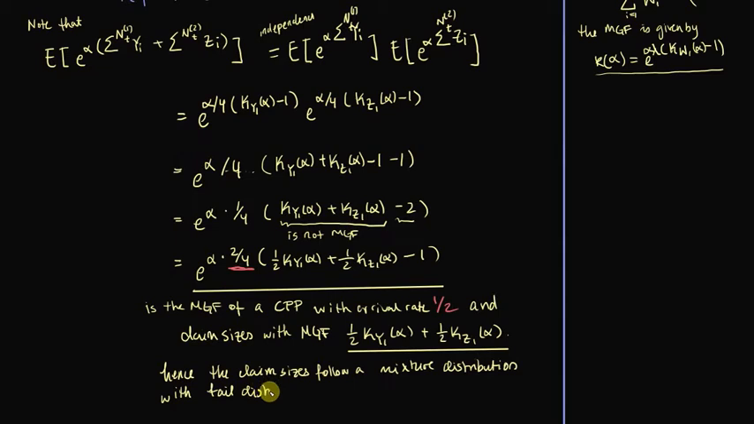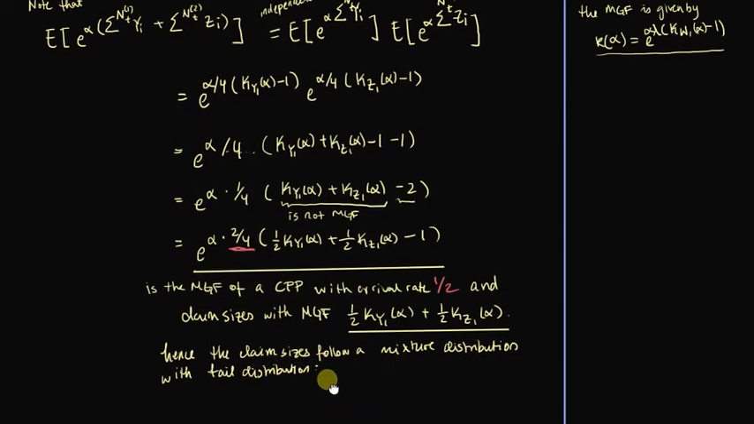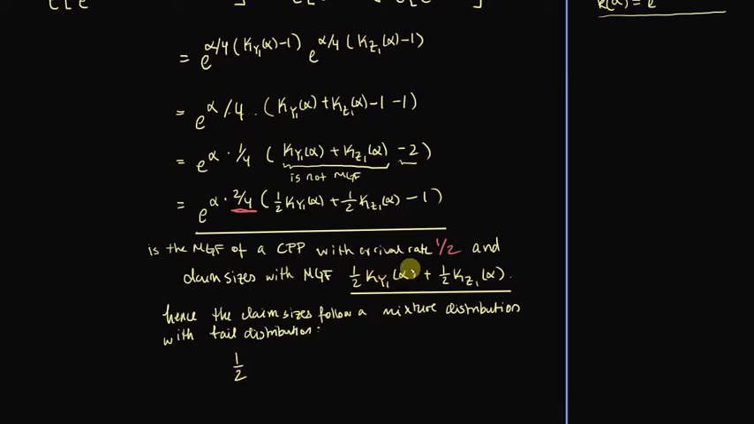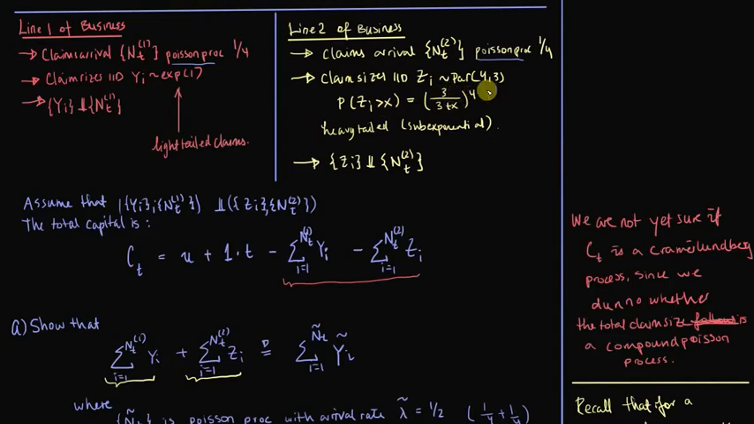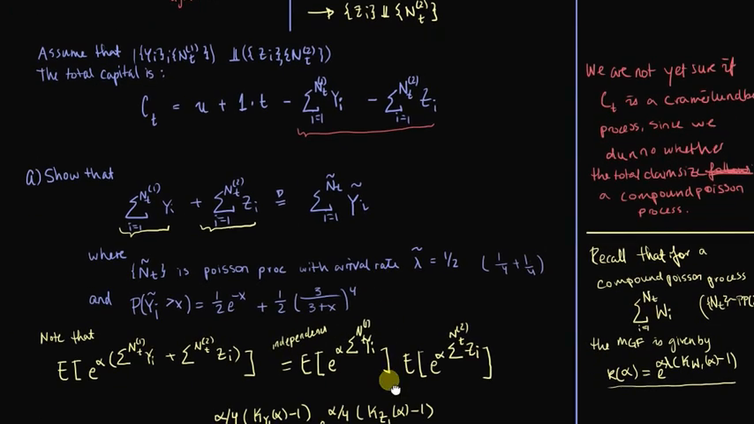With tail distribution given by 1/2 multiplied by the tail distribution function for y1, and since y1 was exponentially distributed, this is e to the minus x, and what you have here is 1/2 multiplied by the tail distribution for z1, which was given as 3 divided by 3 plus x to the 4th, I think, because in the line of business that was heavy tail, yeah, we had that the claims are Pareto distributed with parameters 4 and 3.